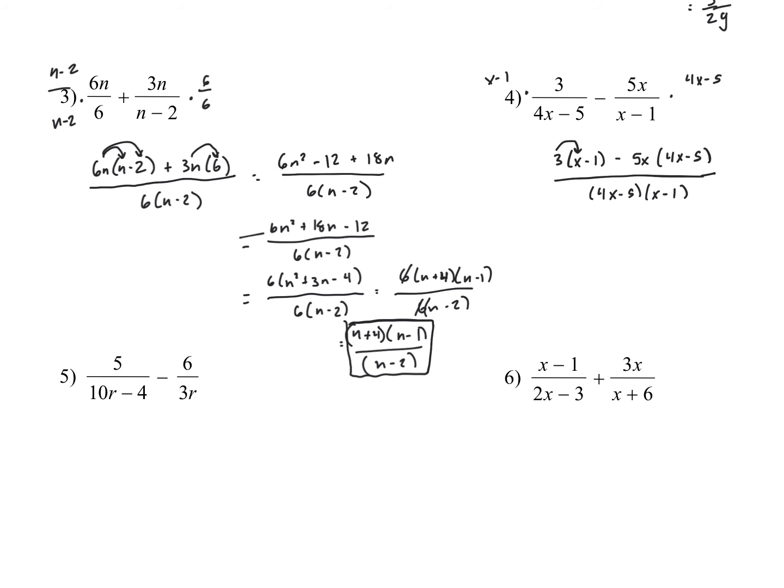Now I'm going to distribute. And then when you distribute the second parentheses, take the negative sign with you. So I now have 3x minus 3 minus 20x squared plus 25x. Okay, if you weren't careful with your sign, you would end up with a negative 25 there at the end. So always make sure you are careful with your signs.